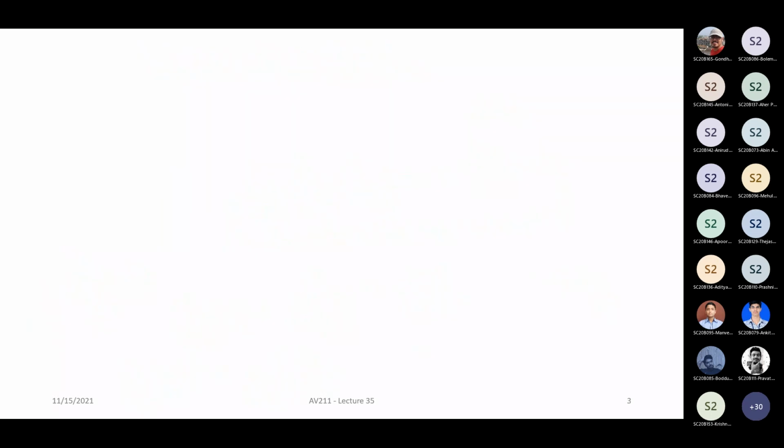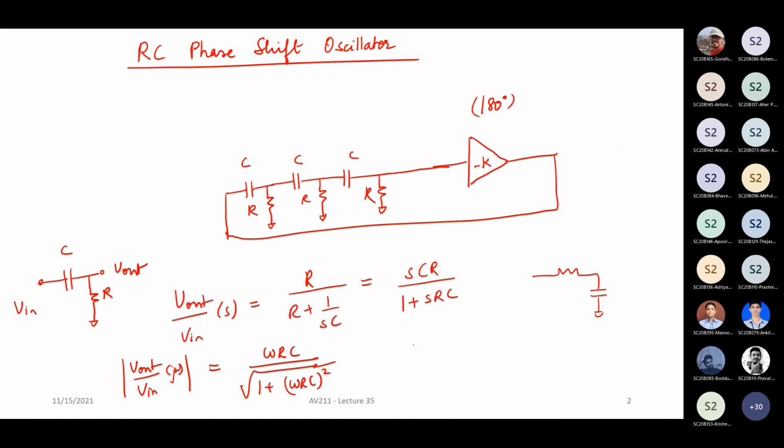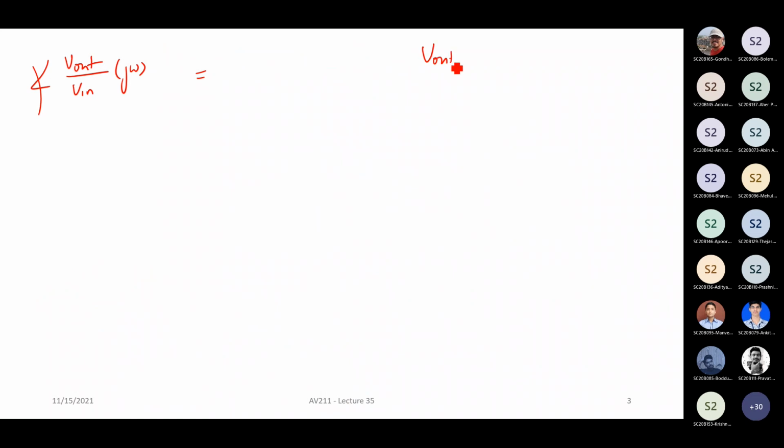All right. Now, what is the angle of this Vout by Vin of, let's say, j omega? Basically, at the top you have a j omega. So if you write Vout by Vin of j omega, you get j omega RC divided by 1 plus j omega RC, right? So in the numerator you have 90 degrees, because it's purely imaginary, minus tan inverse of omega RC divided by 1, which is omega RC. Okay? This is your angle.